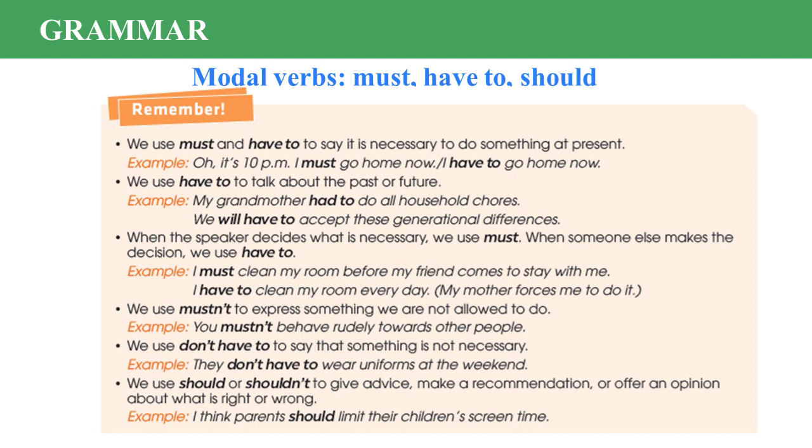We use mustn't to express something we are not allowed to do. We use don't have to to say that something is not necessary. We use should or shouldn't to give advice, make a recommendation, or offer an opinion about what is right or wrong.